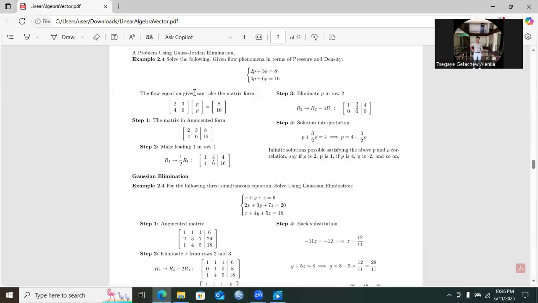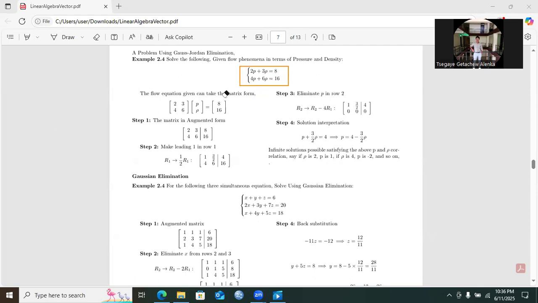In example 2.4, two flow equations are given: the first, 2p plus 3rho equals 8, and the second, 4p plus 6rho equals 16. Notice the second equation is just the product of the constant 2 and the first equation. By seeing, you can tell this equation has an endless pair of solutions. But for practicing Gauss elimination, first put the equation in matrix form.